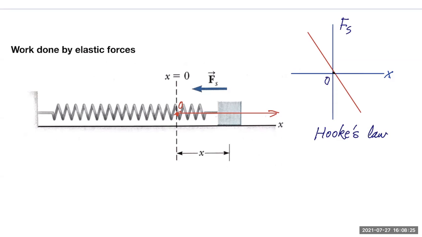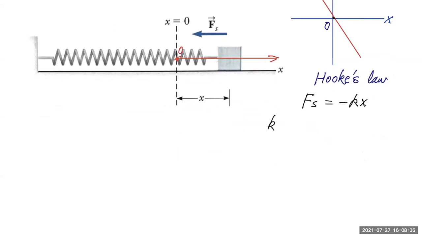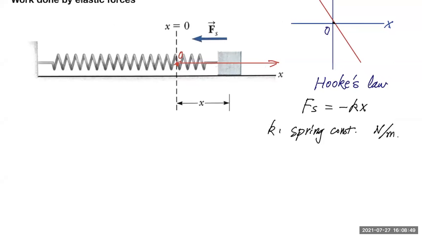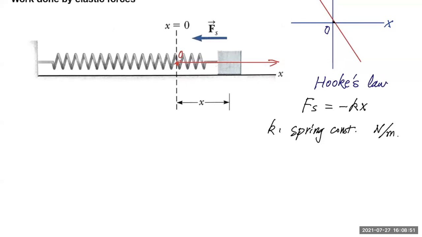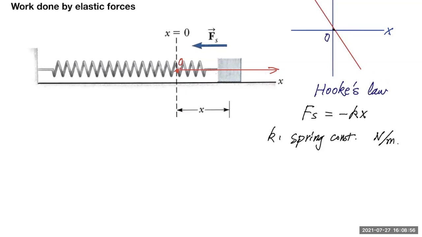So we have Fs equals negative k times x. k is a positive number known as the spring constant. It has an SI unit of Newton per meter, because F is in Newtons and x is in meters. So therefore k is Newton per meter. You can also use kilograms per second squared, the same thing. And again, this negative sign represents the fact that the job of this force is to restore the spring to its original length.